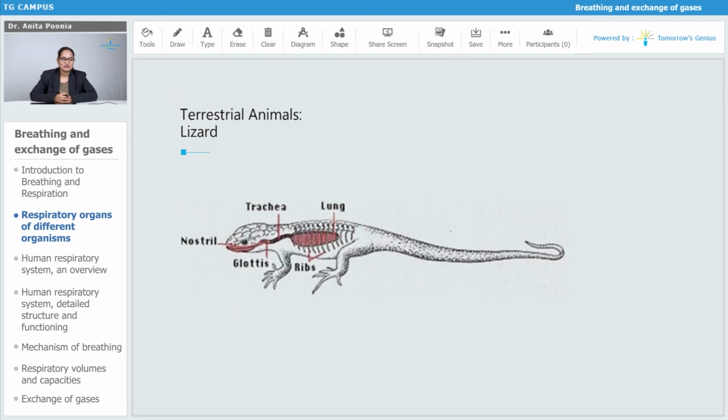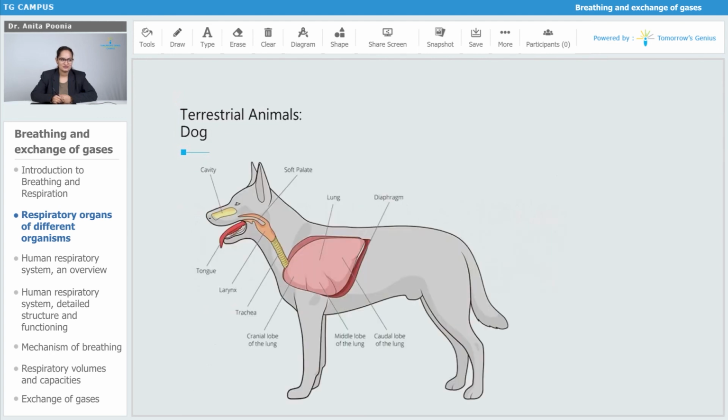Talking about another terrestrial animal, that is the Lasat. You could see here the nostrils, the trachea, the lungs, the glottis, and the ribs. Another terrestrial animal, that's the dog. You could see the nasal cavity, the tongue, the soft palate. You see the lungs and the diaphragm, the middle lobe of the lung, the caudal lobe of the lung here, the larynx, the trachea, the cranial lobe of the lung.